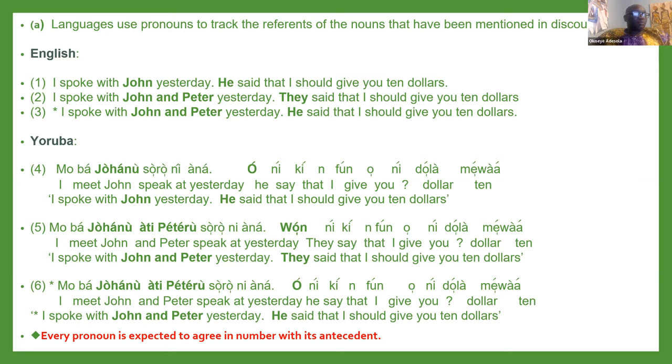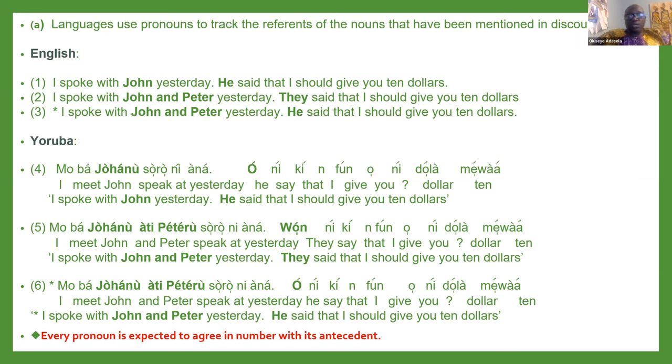The same thing for number five, in which case Joanna at Peteru, and then one being a plural pronoun is in agreement with Joanna and Peter. But if you look at number six, then Joanna and Peter, mobile Joanna at Peteru Soroniana, uniking for Ndola Mewa. The sentence is bad. Why? Because the pronoun there is not in agreement with its antecedent if they were to be understood on the boundary.